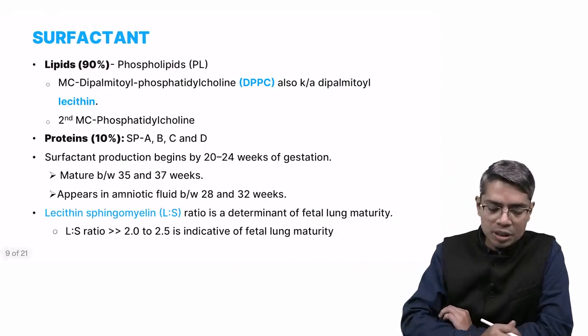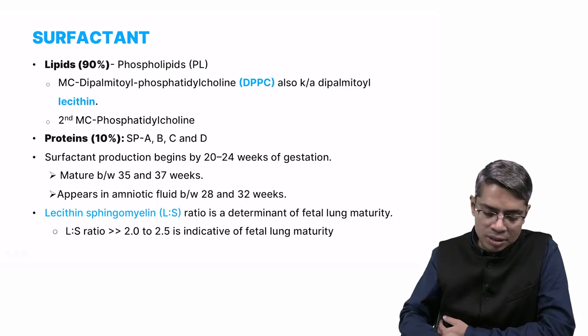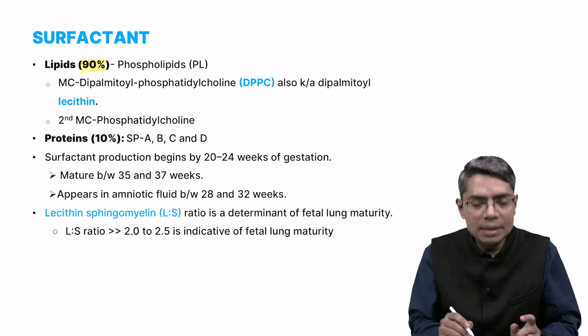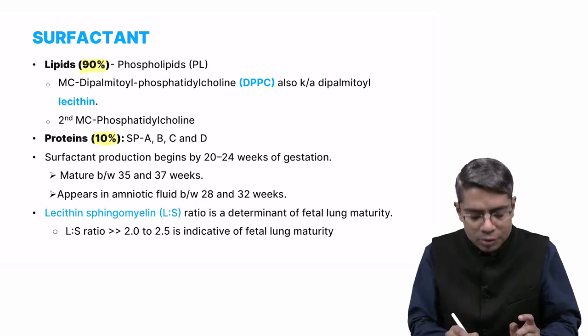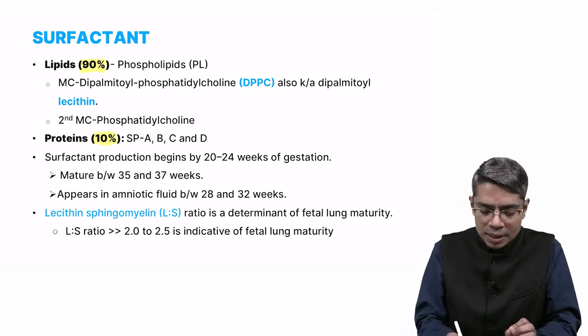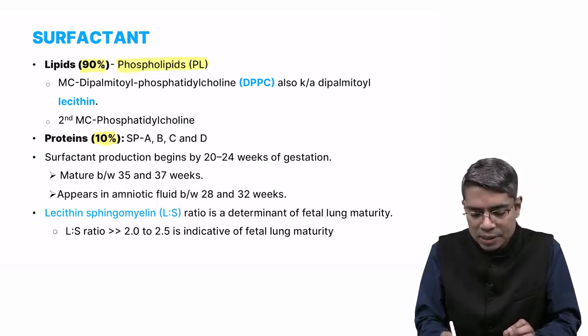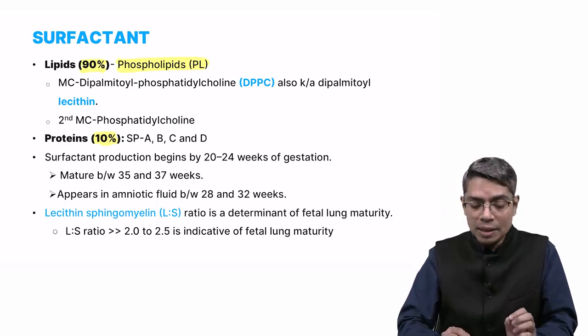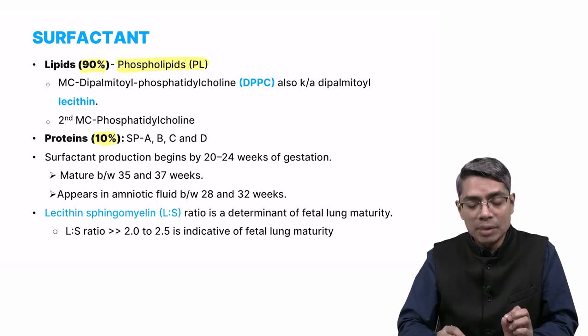So what is the composition of this surfactant? The surfactant molecule is mainly composed of lipid, which is 90%, and protein is also there, which is around 10%. So the major component of the surfactant is lipid. If I ask you which lipid, dominantly 80 to 90% of the lipid is phospholipid. And which phospholipid is the dominant one? This has been asked multiple times.